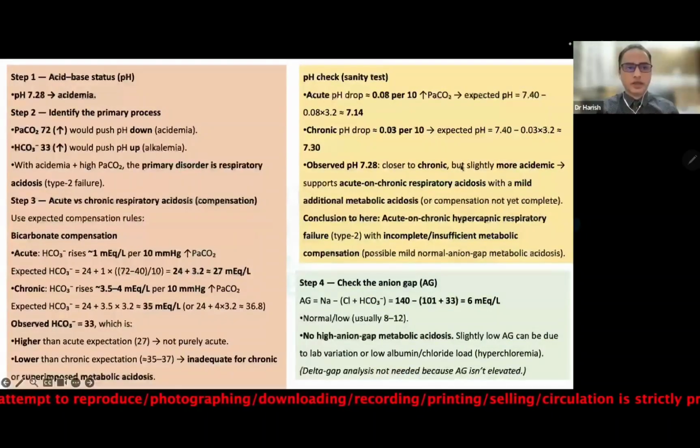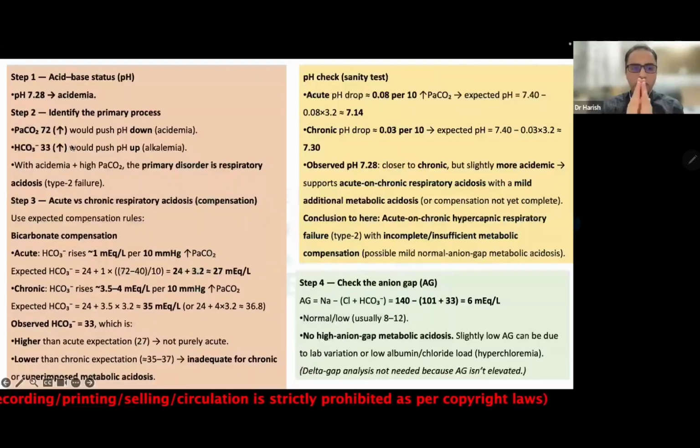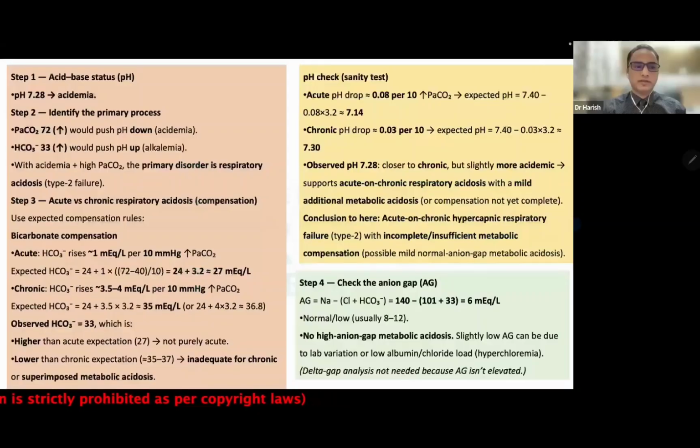Obviously the patient has acidosis with a pH of 7.28. With a high PCO2 of 72 and the low pH, that is acidemia, with a bicarb which is moving towards alkalotic, that is 33. This suggests the primary disorder is respiratory acidosis, that is type 2 respiratory failure.